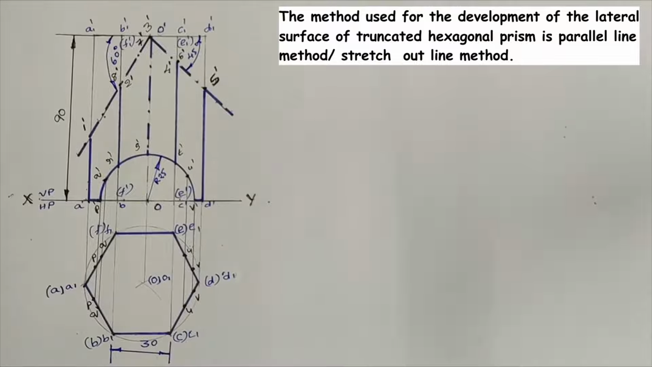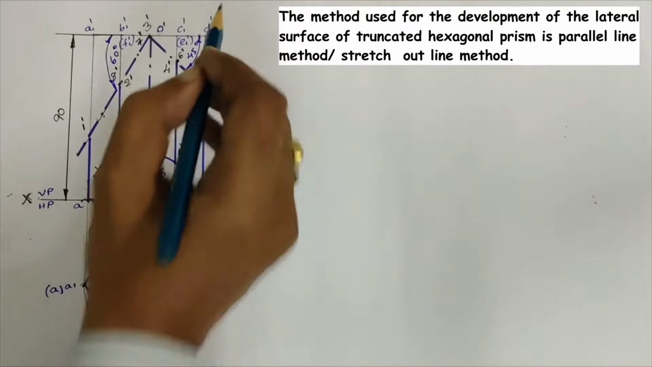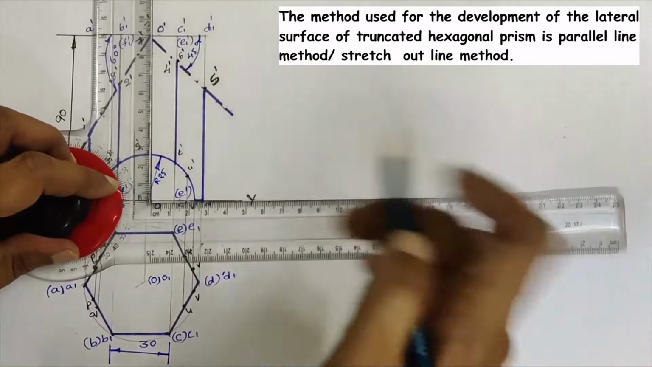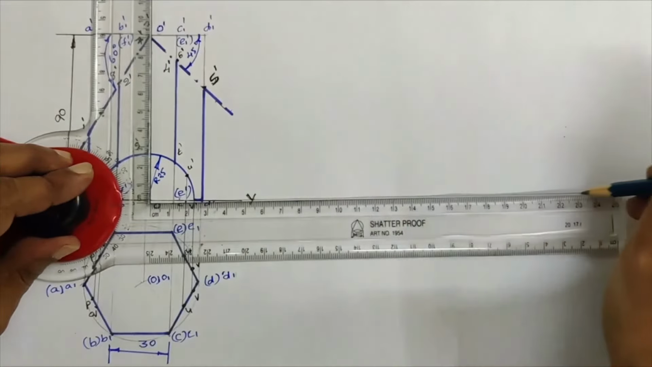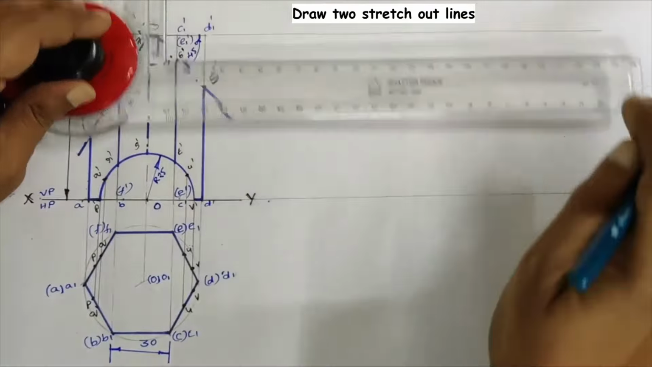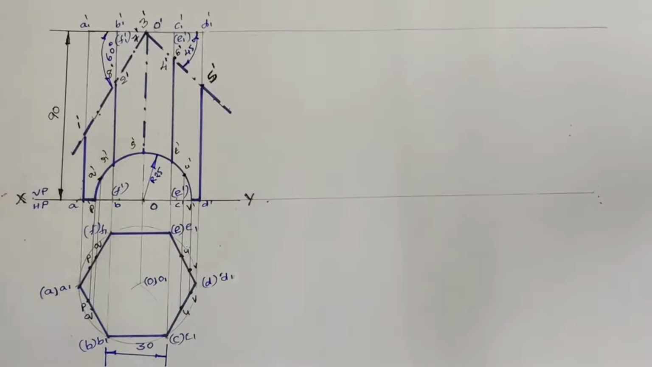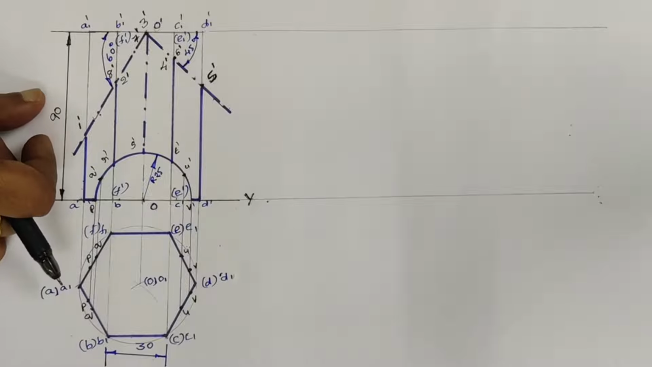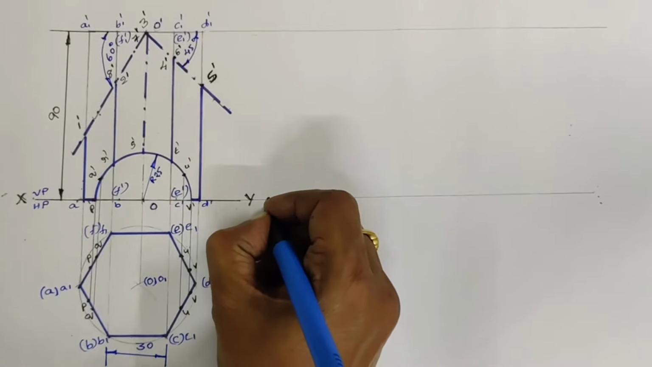For that, draw two stretch out lines in line with the A dash D dash line and the A1 dash D1 dash line. These two stretch out lines are parallel to each other with a gap of the axis height of the hexagonal prism, which is equal to 90 mm. Then locate a point A on the bottom stretch out line.